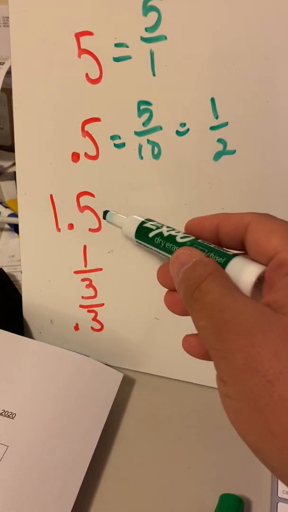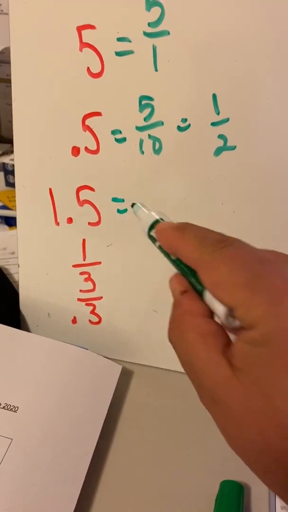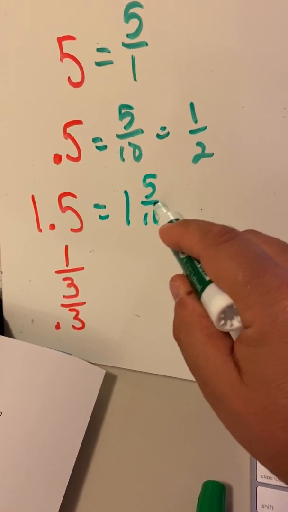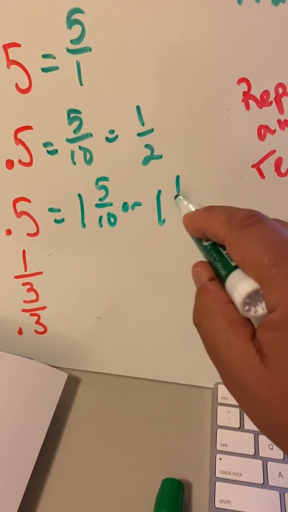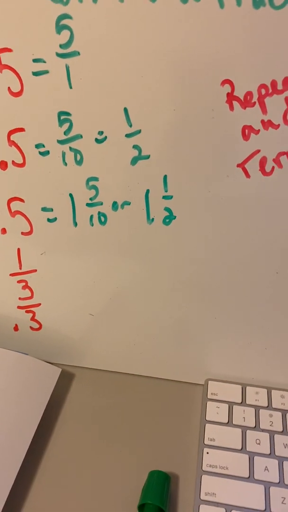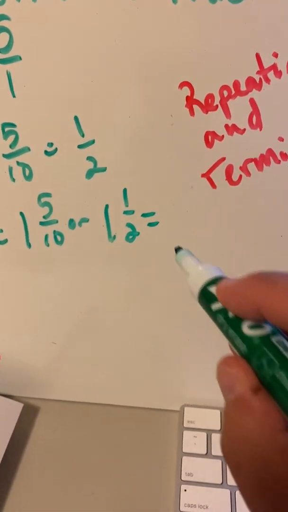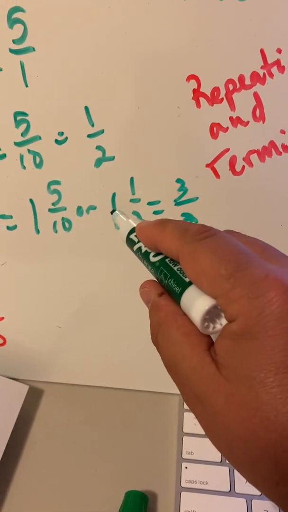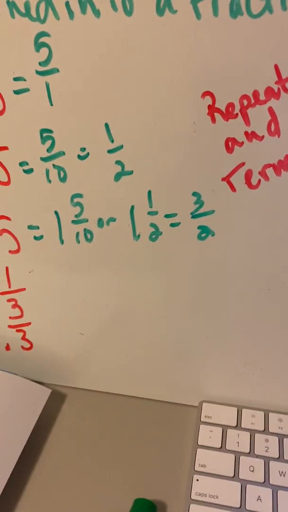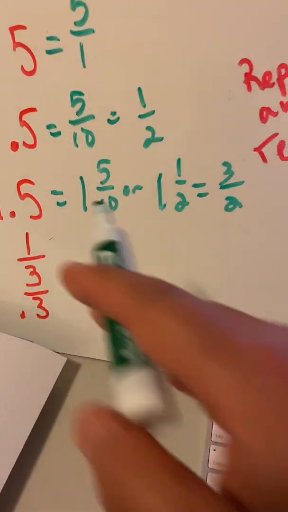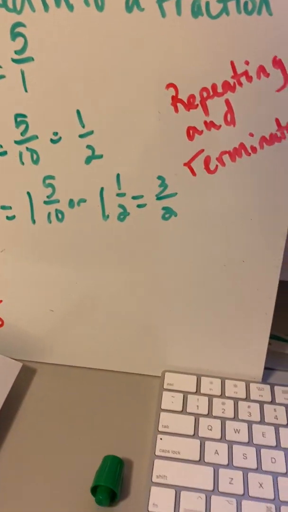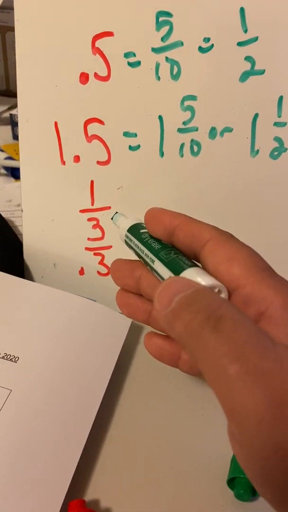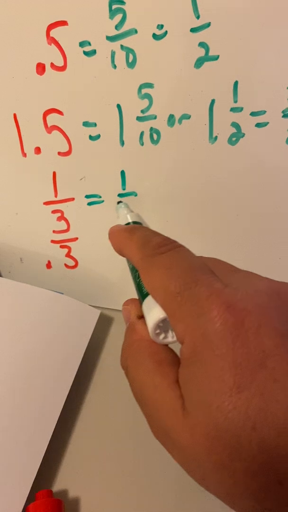Here's another decimal. It's a mixed numeral. It is 1.5, 1 and 5/10, or 1 and 1/2. Or you can even make it an improper fraction: 3/2. 2 times 1 is 2, plus 1 is 3. That's a rational number because I can change this decimal into a fraction. 1/3. How can I change? Oh, wait, it already is a fraction. So that is a rational number.